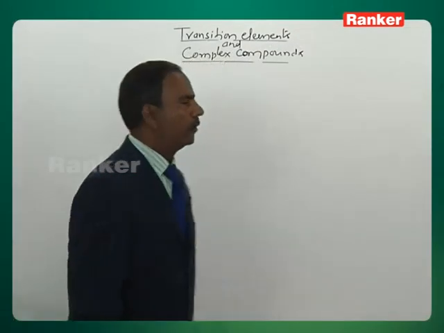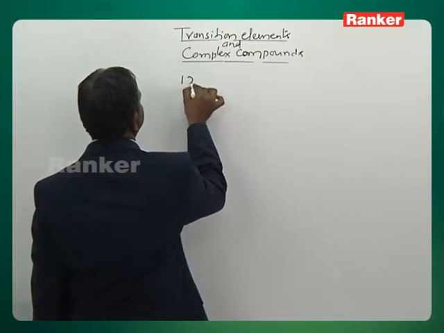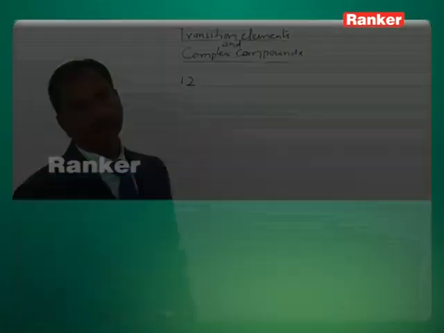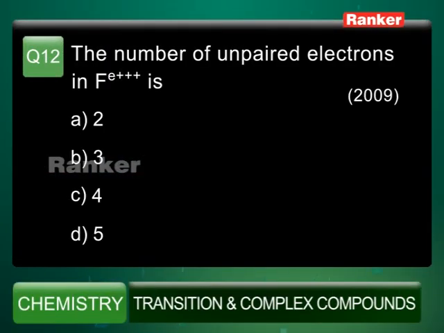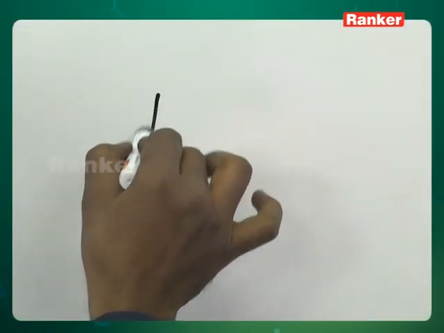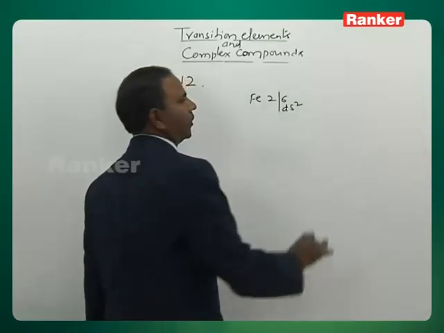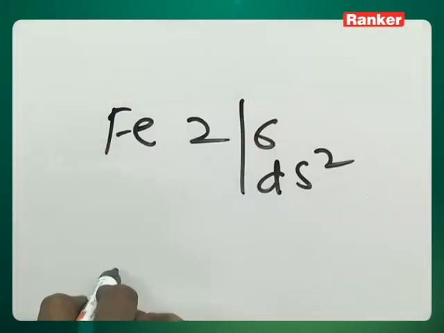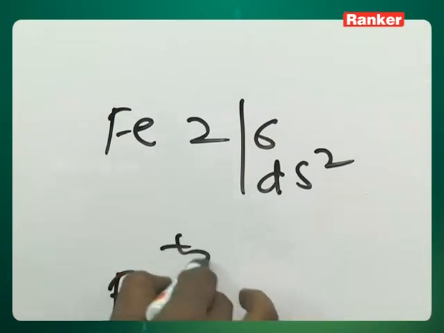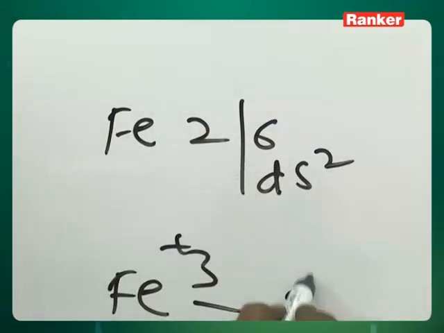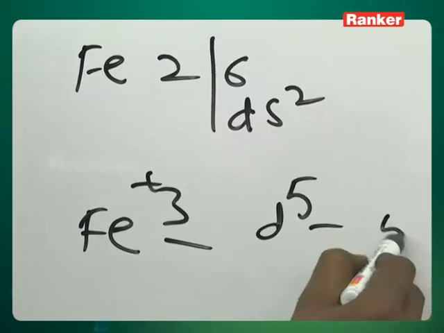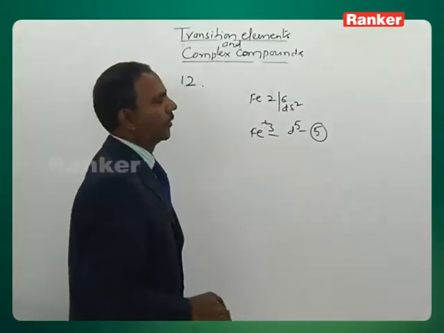Next, question number 12. The number of unpaired electrons in the ferric ion, Fe3+. Very simple to see. Iron is 26, which we can write as d6 s2. But what ion is given? Ferric ion, Fe3+. 3 electrons lost. What is remaining? d5. How many unpaired electrons? 5 unpaired electrons.